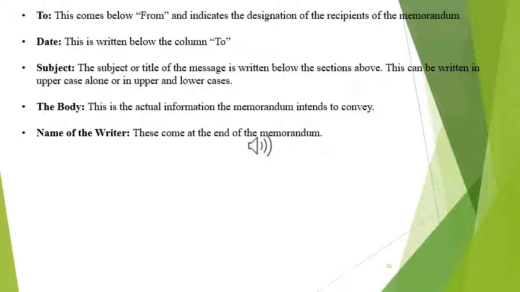After the to comes the date, and the date is written below the to to indicate when the memo was sent out. Then this is followed by the subject, and the subject or the title of the message is written below the sections that are above. That is after the name of the organization, internal memo, from and to and date. You now have the subject of the message, and that is written after all these things have already been written.